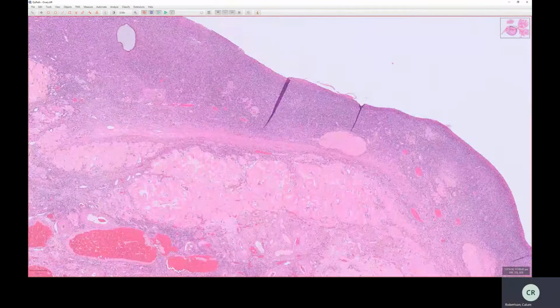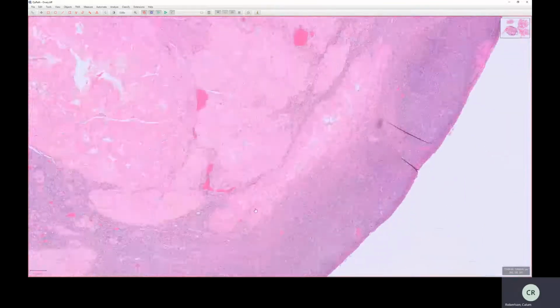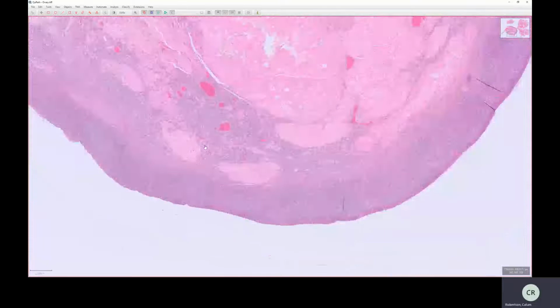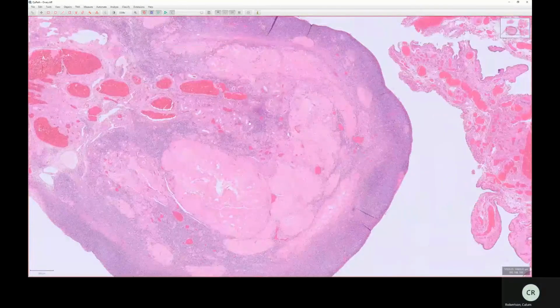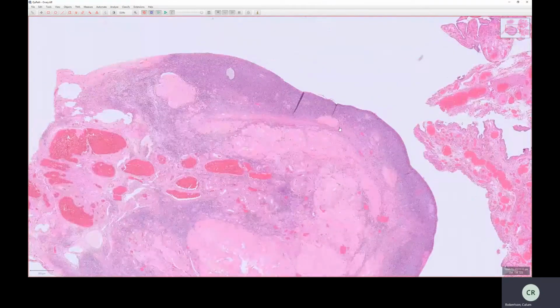Here's a big one. Here's another one. Here's another one. They're all dotted all over the place. So these are the corpus albicans, and it's normal in a postmenopausal ovary for it to have such extensive replacement of the cortex by these corpus albicans.